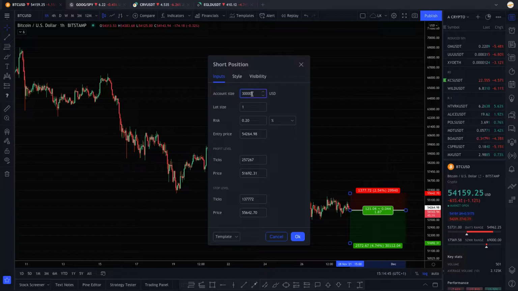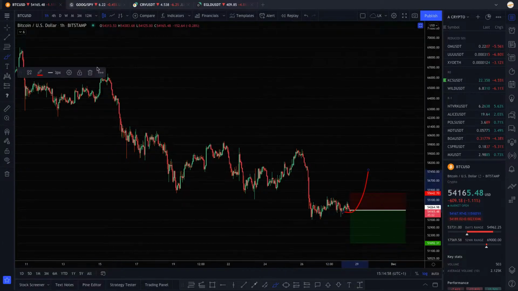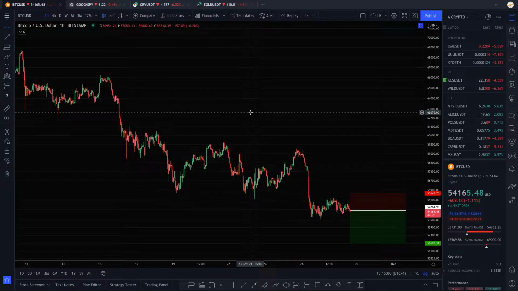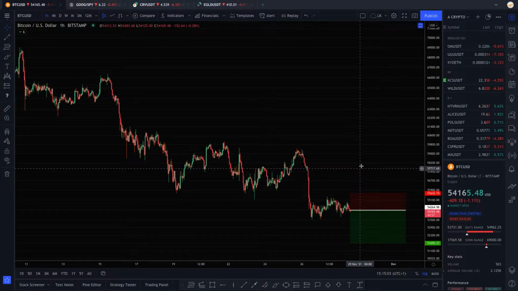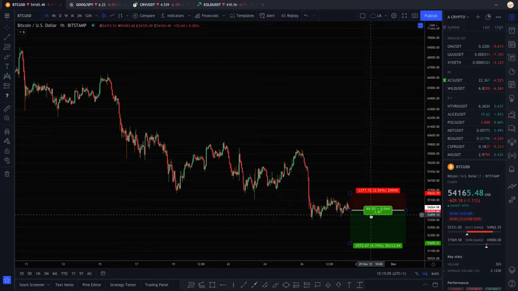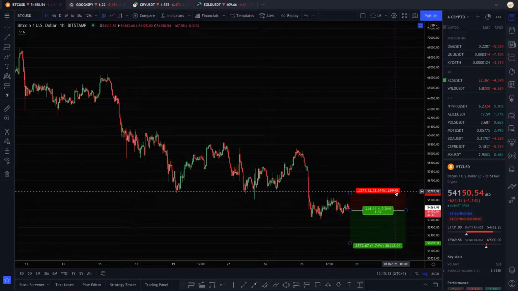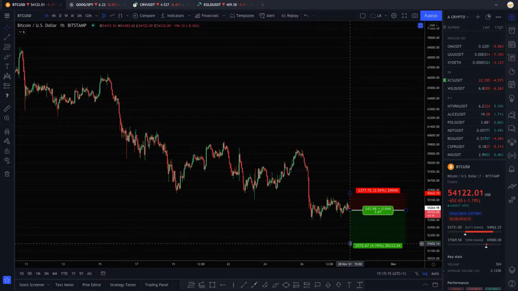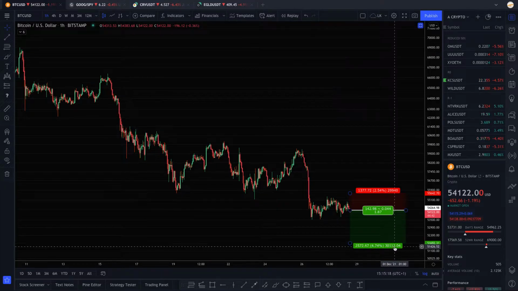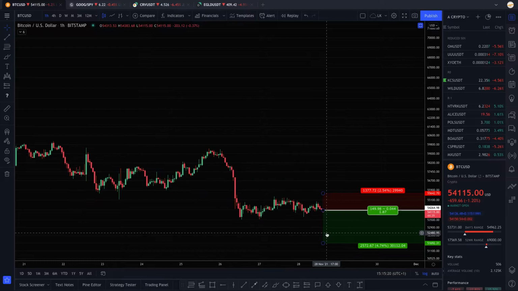So you tell the computer how much money you have in your account, 30,000 for me, and you tell the computer how much risk you're willing to take, so 0.2%. If the price reaches the stop loss and takes me out of the trade, my loss will be equal to 0.2% of my trading account as a whole. As you can see, if my trade becomes a loss, my account valuation will be 29,940, and if this trade makes it to the take profit, it will be 31,112. I hope we're clear.